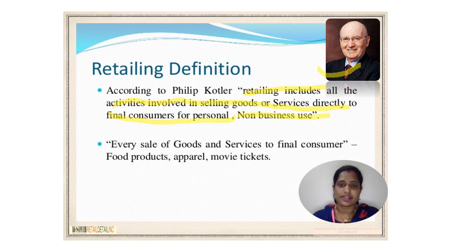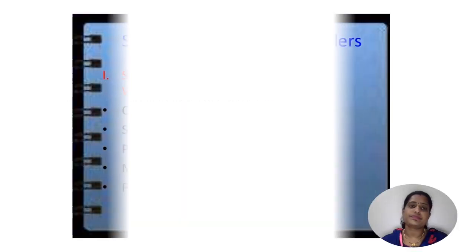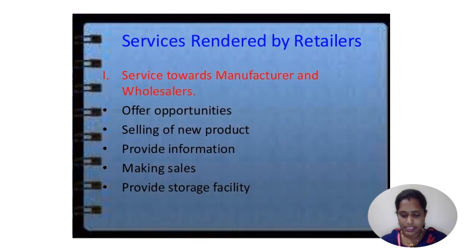This is what exactly retailing is all about, and this is the definition given by Philip Kotler: every sale of goods and services to the final consumer. Every sale, whether it is goods or services, ultimately to the final consumer. That is what he says. Now, the retailer plays a vital role in the supply chain.